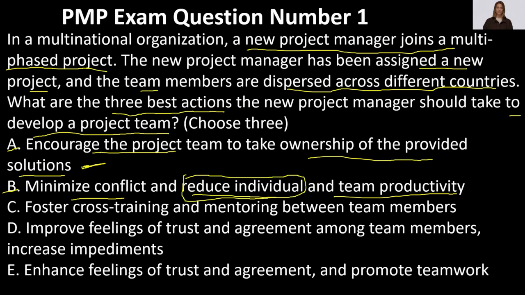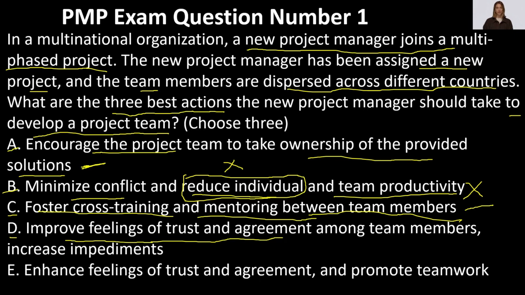Option C recommends that the new project manager should foster cross-training and mentoring among team members. This is a great choice as it can help develop the team. Let's move on to options D and E. Option D suggests that the new project manager should improve feelings of trust and agreement among the dispersed team and increase impediments. However, the project manager's role is to reduce impediments, so this option is not the best choice.